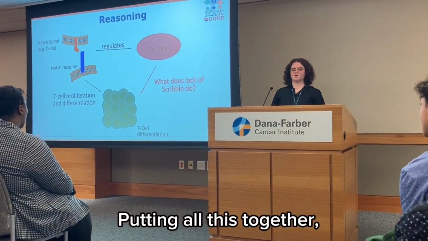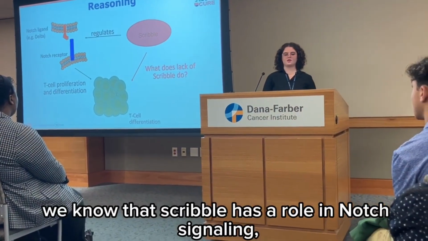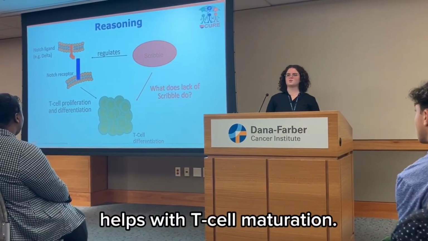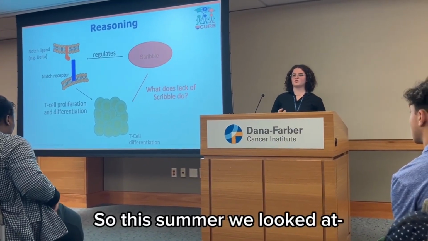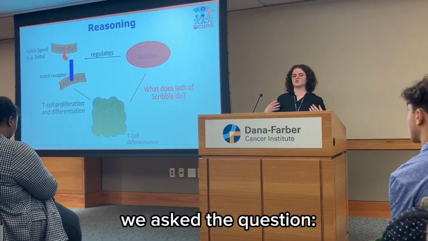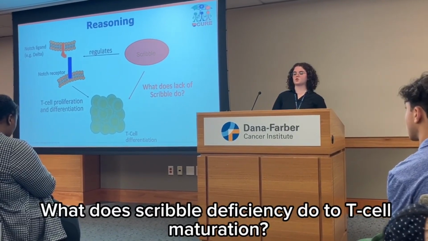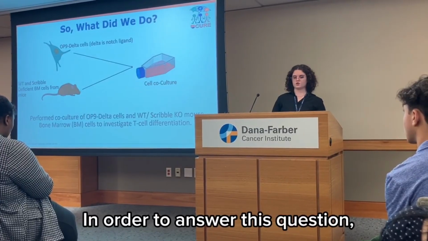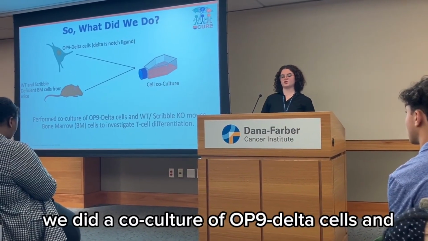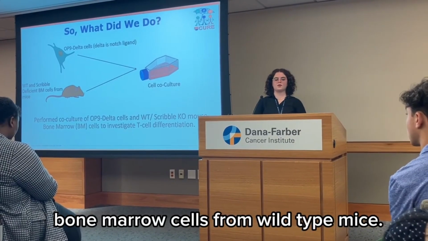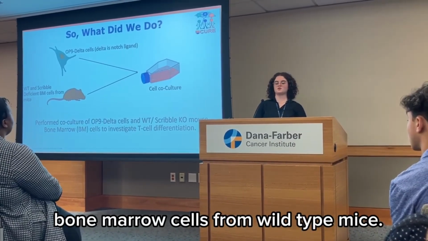Putting all this together, we know that Scribble has a role in Notch signaling, and we also know that Notch signaling helps with T cell maturation. So this summer, we asked the question, what does Scribble deficiency do to T cell maturation? In order to answer this question, we did a co-culture of OP9 delta cells and bone marrow cells from wild type and Scribble deficient mice.